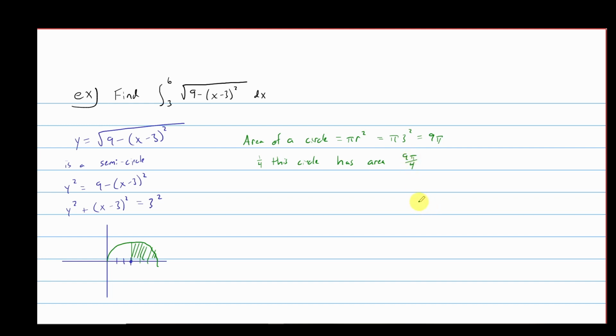1/4 of the circle has area 9 pi over 4. So the integral from 3 to 6 of the square root of 9 minus (x minus 3) squared dx is equal to 9 pi over 4. Okay, so sometimes we can be clever. Let's look at another example.